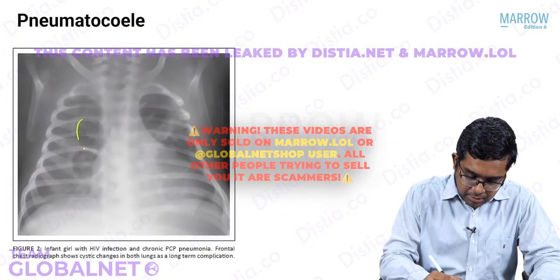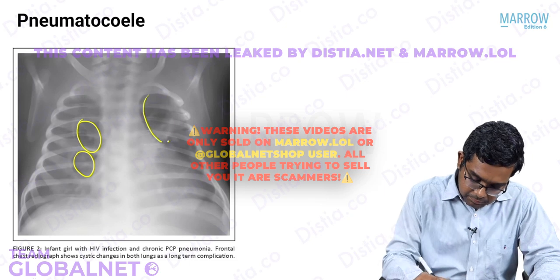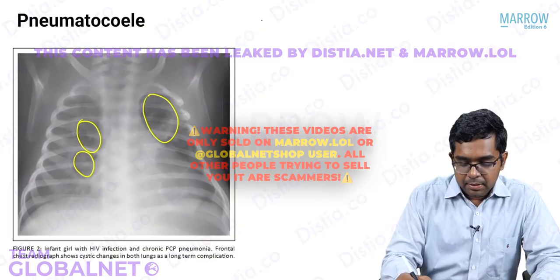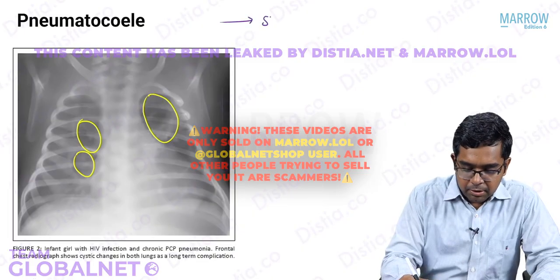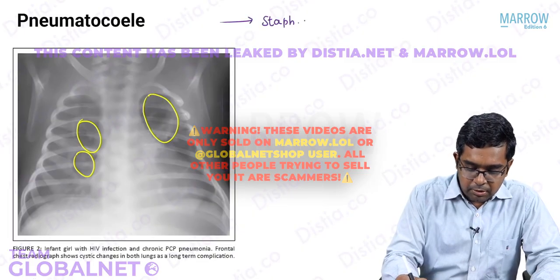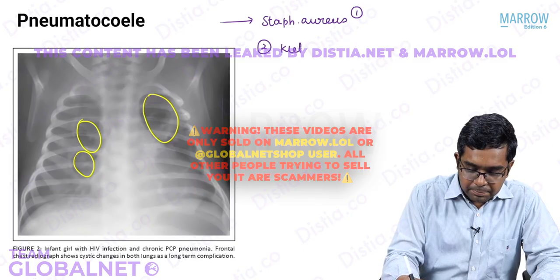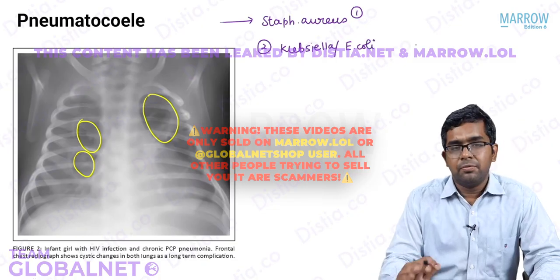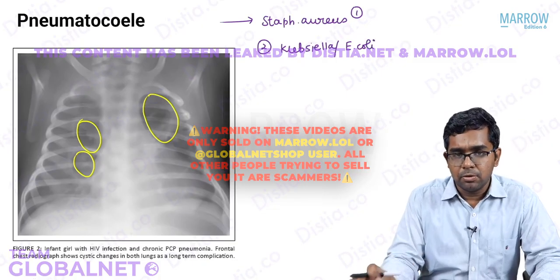The very classical air-filled spaces like this, which is nothing but the pneumatocele. Okay, as I have said, pneumatocele is characteristically associated with Staph aureus associated pneumonia. That is a number one condition. Number two condition is Klebsiella associated pneumonia or E. coli associated pneumonia. Even though they are not very common causes in children, just make a note of it.